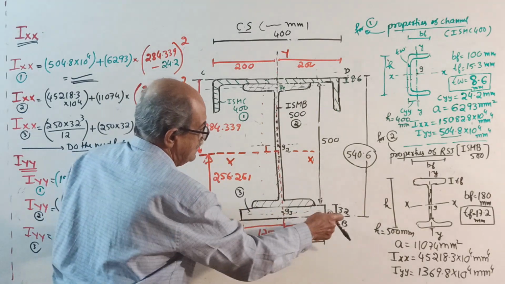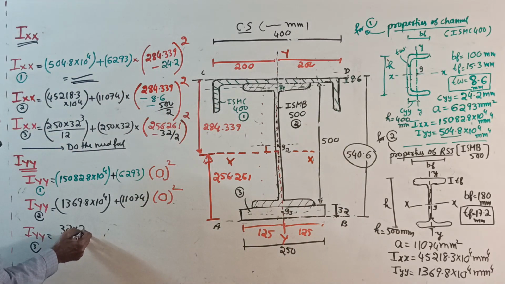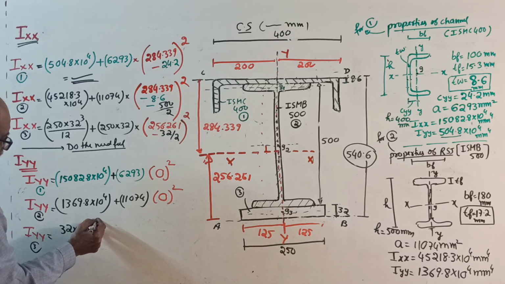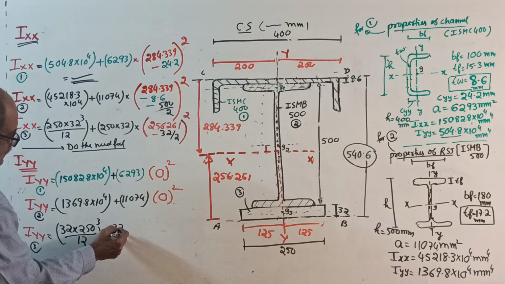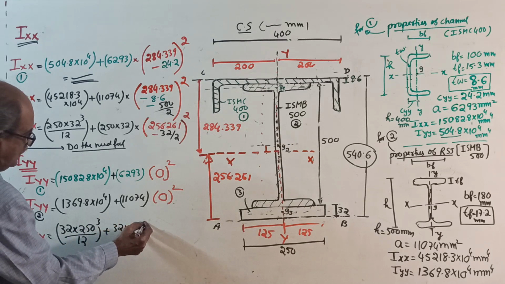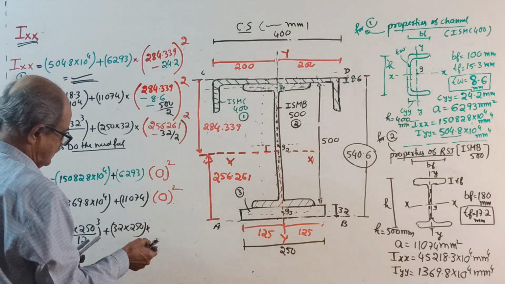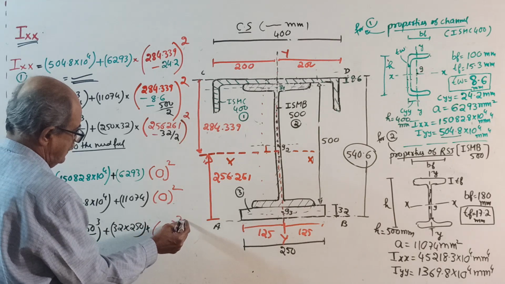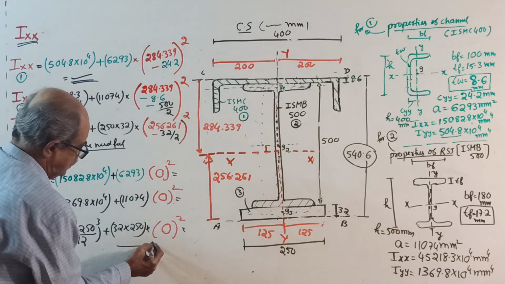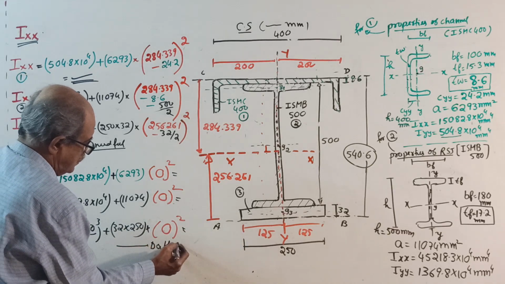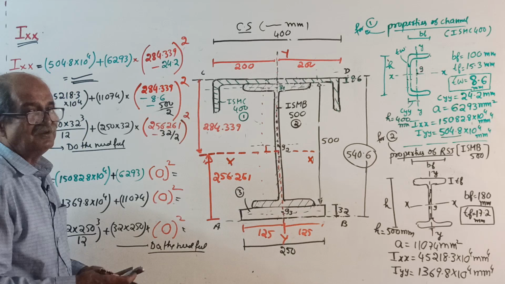This I should not explain. 32 into 250 cube by 12, because there is a limit for everything. 32 into 250 cube by 12 is Ig plus area, 32 into 250 is the area into once again what I told earlier, 0 square. You find each value and then lastly do the needful. Do the needful. What needful? Nothing. Don't do anything. That's all.